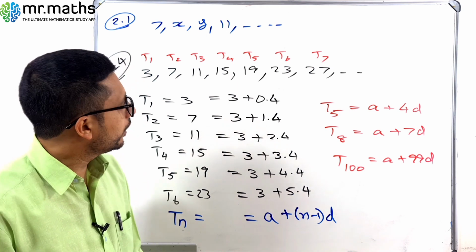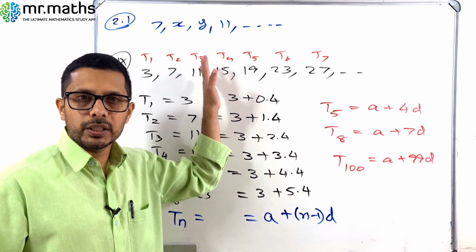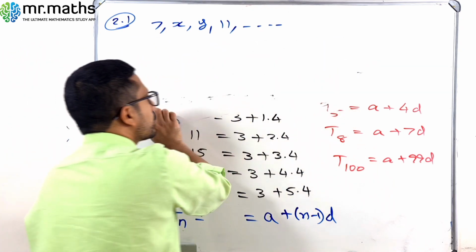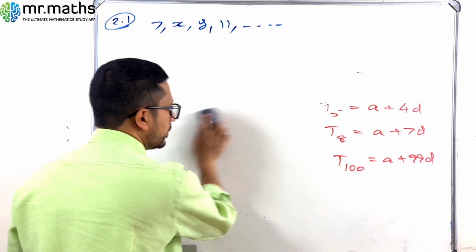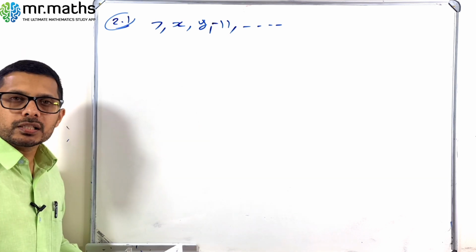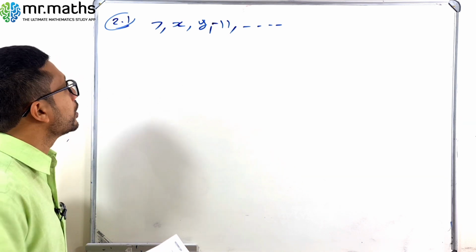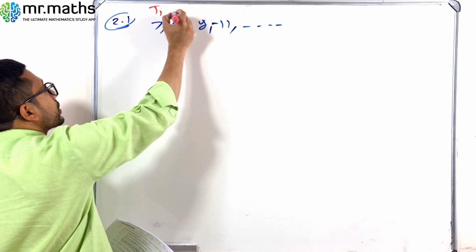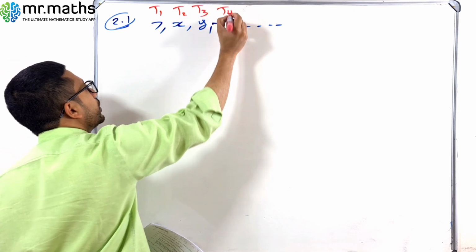So similarly, now we can come back to our question. Don't forget, we are going to apply that there. What is this question? We have to find the values of x and y. How can we find the values of x and y? In our question, this is the sequence given: 7, x, y, minus 11. Let me call this one the first term, this the second term, this the third term, and this one the fourth term.